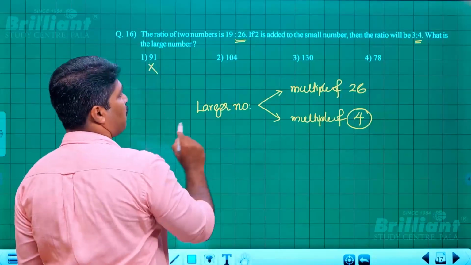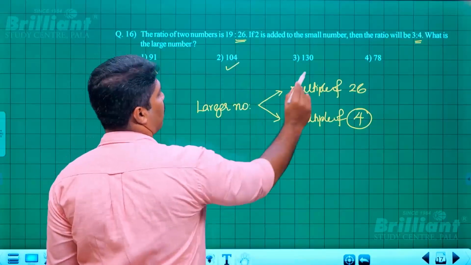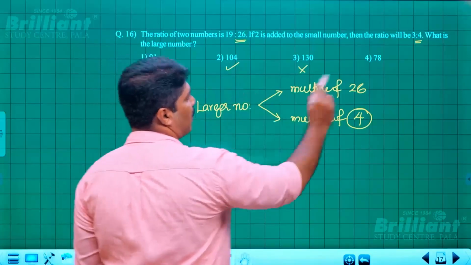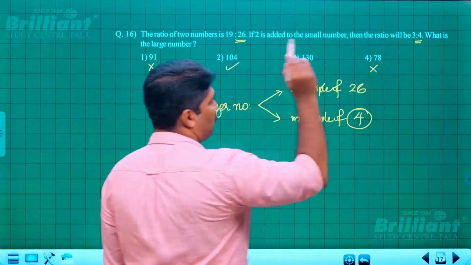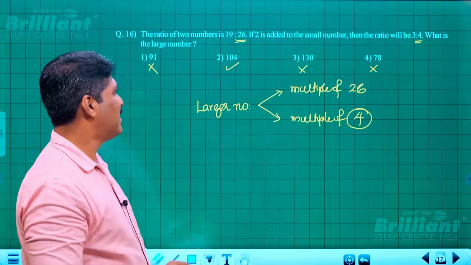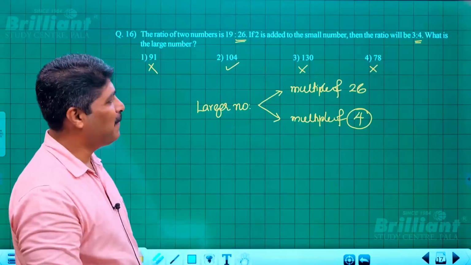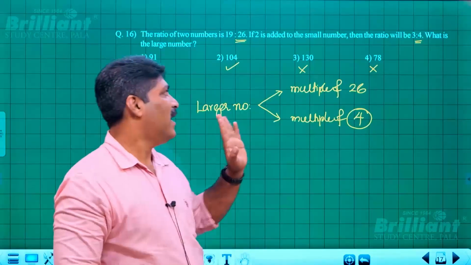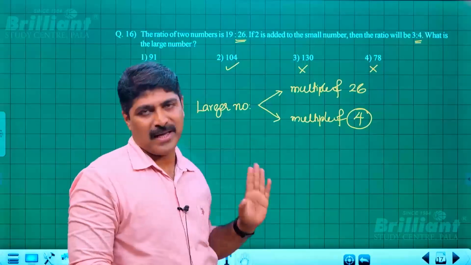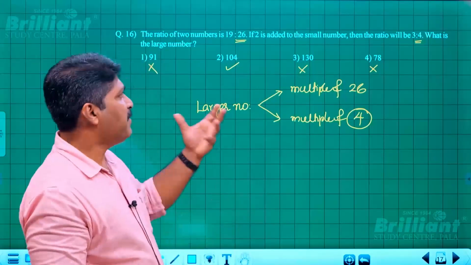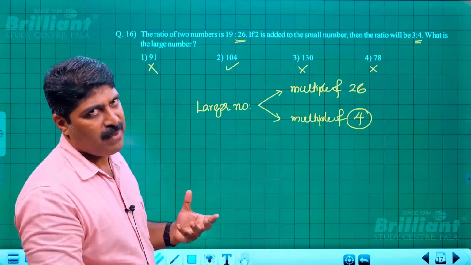91, it's not a multiple of 4. 104, it's a multiple of 4. 130, it's not a multiple of 4. 78, it's not a multiple of 4. Easily we got the answer. Got it? So this 104, that's the only multiple of 4 here. By using that simple trick, we can easily catch the answer of similar types of questions.